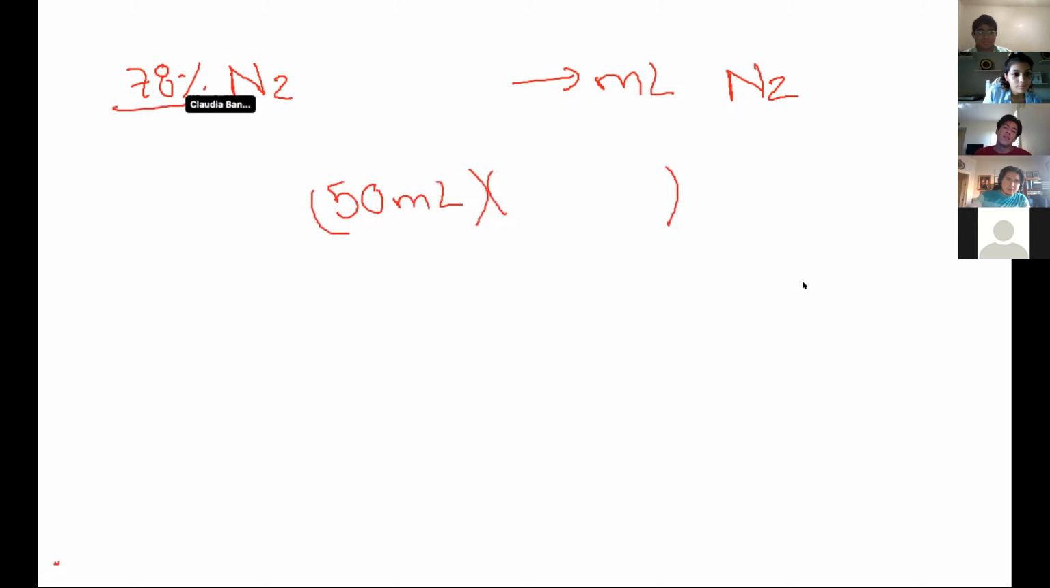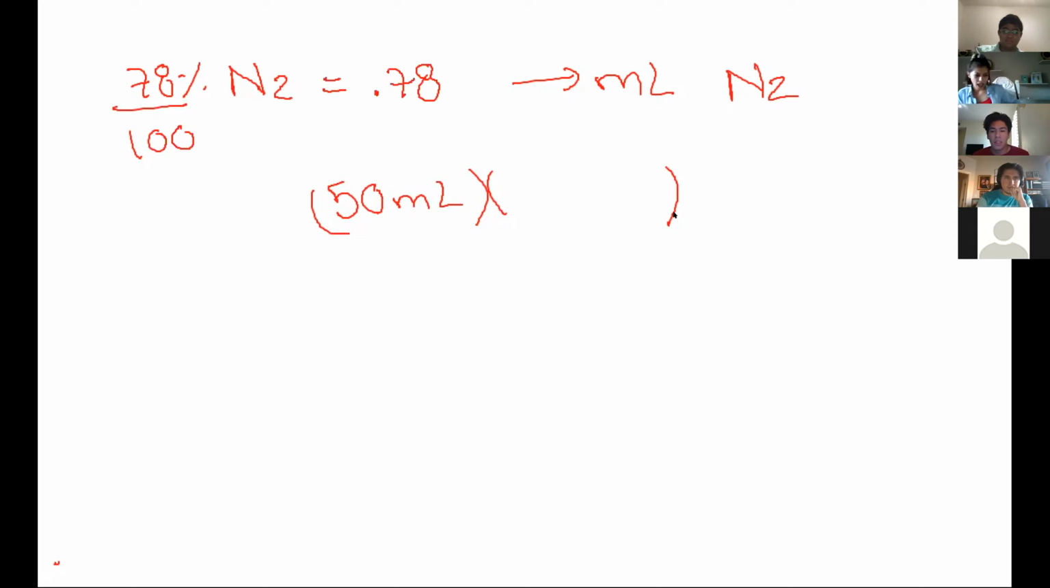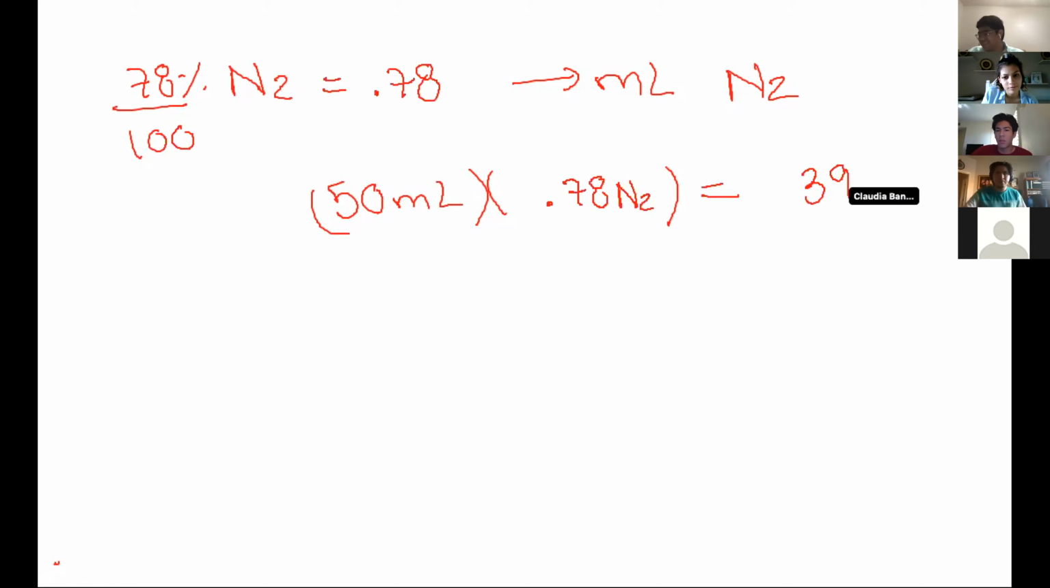Yeah, Claudia's writing it out right now, I think. So yeah, 78% out of 100. So if you have 50 and 78% of that is nitrogen, what do you think you need to do in the problem to figure out the percentage? Yeah, it's just the 50 times the 0.78. Which should give you the 39, the answer that Dr. Alexander posted.